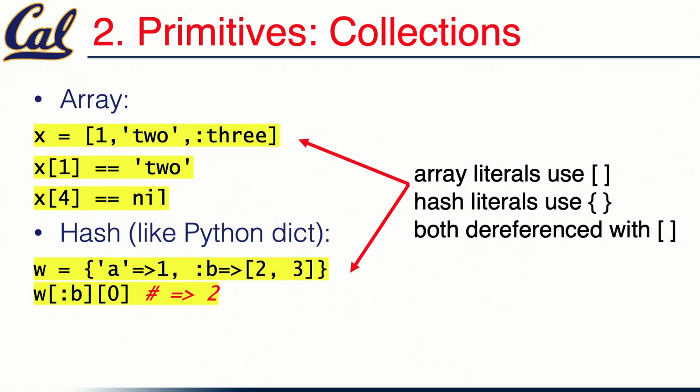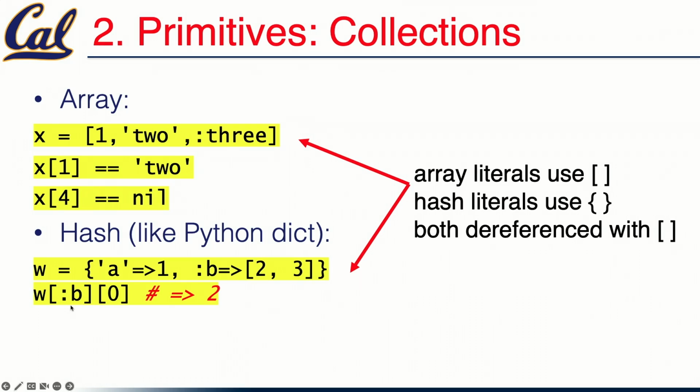So remember, when you're defining an array in place, it's square brackets. When you're defining a hash in place, it's braces, but both of them are dereferenced using brackets, right? So an array dereference with a numeric subscript or a hash dereference that has a hash key, both of them in code will use square brackets.